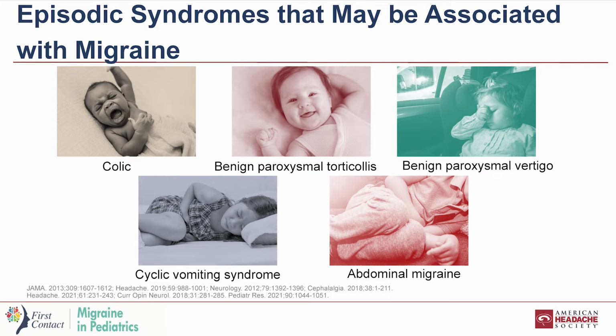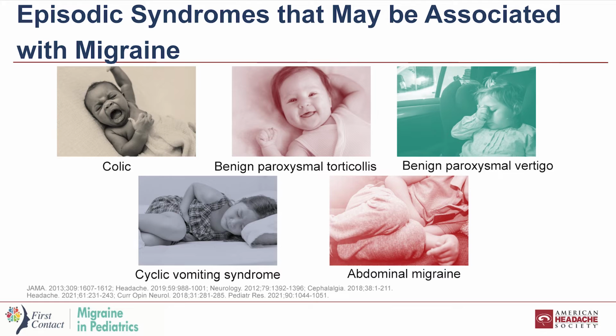Benign paroxysmal vertigo is a bit more dramatic. These kids are usually toddlers. They may be playing one moment and then clinging for dear life to your leg or your torso, trying to endure the spinning sensation that is trying to throw them to the ground. Again, these attacks are self-limited and last a few minutes to a few hours.